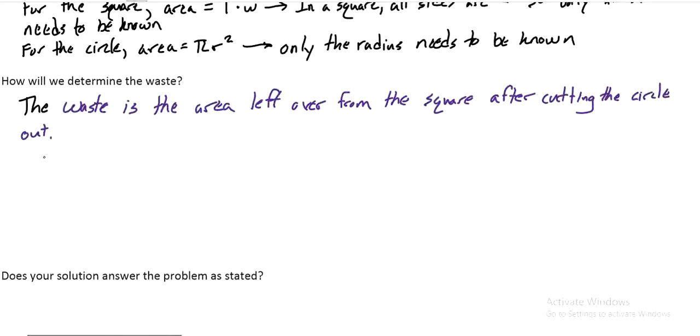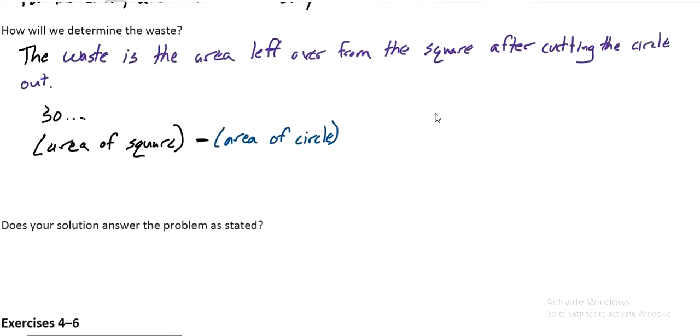So the area of the square minus the area of the circle will equal the area of the waste. We'll just say the leftovers.